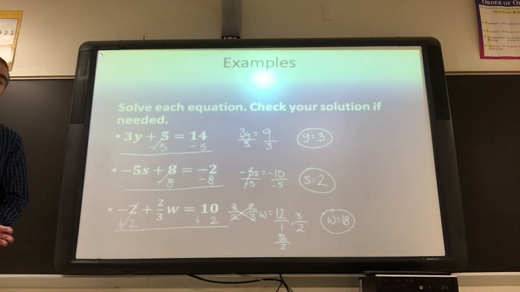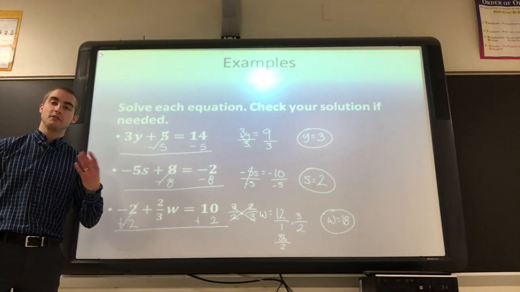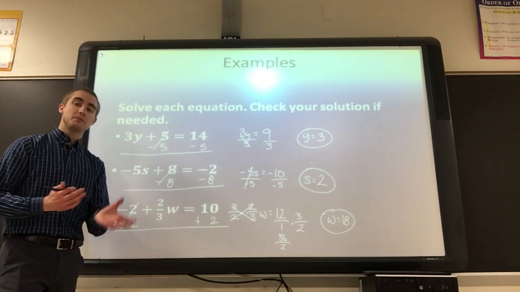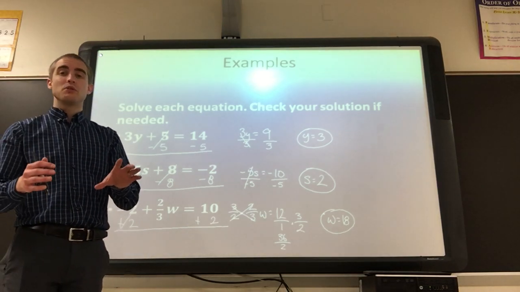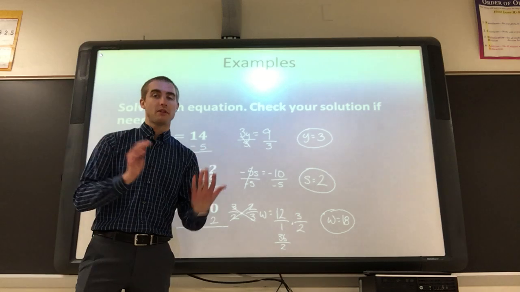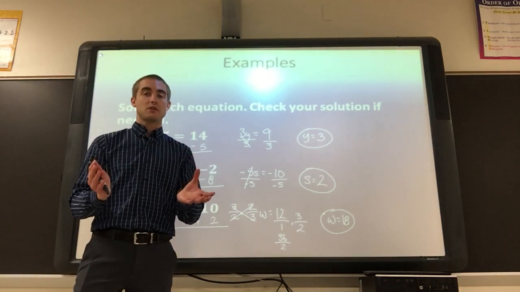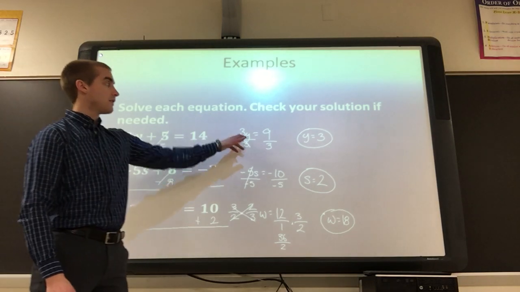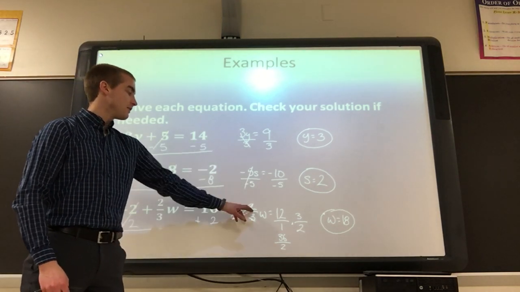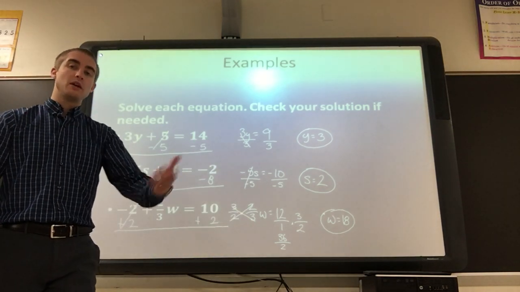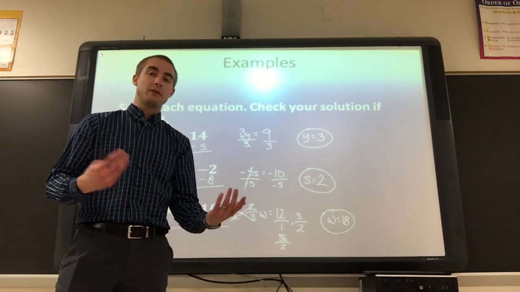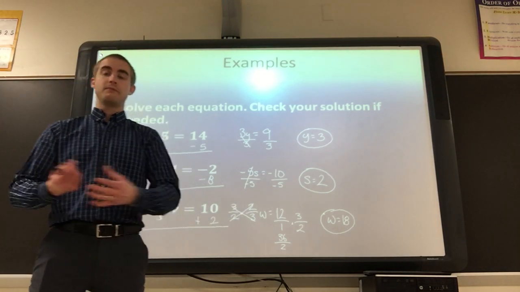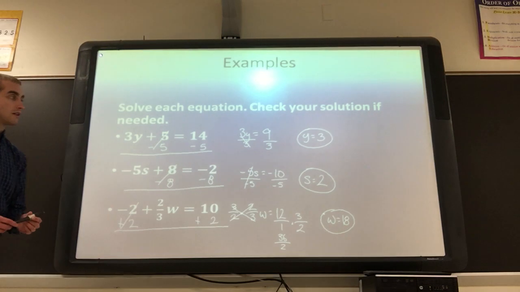Okay, so the biggest thing to remember is you're going to do the opposite of PEMDAS. So you're going to add or subtract first, and that's going to get rid of the number that doesn't have the variable with it. Then we can focus our attention to getting rid of the coefficient, the number in front of the variable, the 3, the -5, the 2/3. And by doing that, we just either multiply by the reciprocal or we divide. That's what we've been doing with these. Okay?